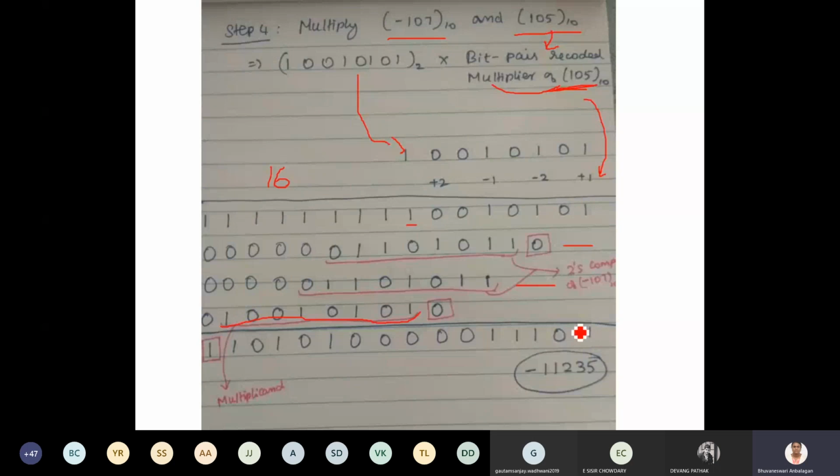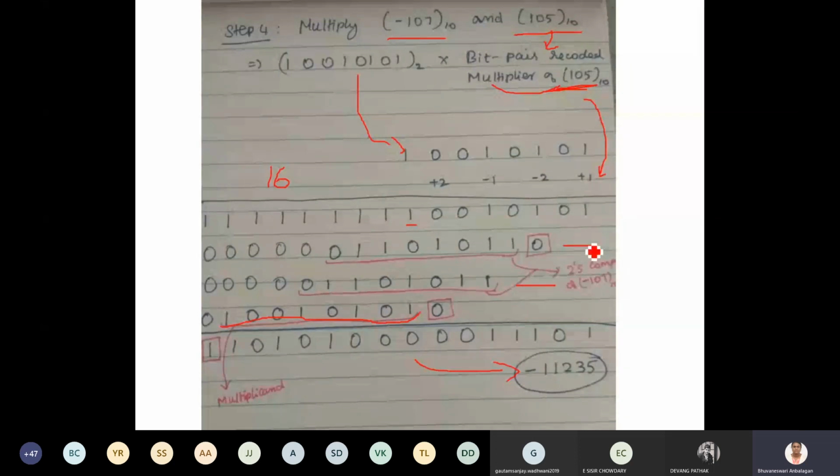Then you are going to add all the values. So this is going to be the sign bit. So again take the 2's complement of this, you will get 1, 1, 2, 3, 5. That is the multiplication of 107 and 105.